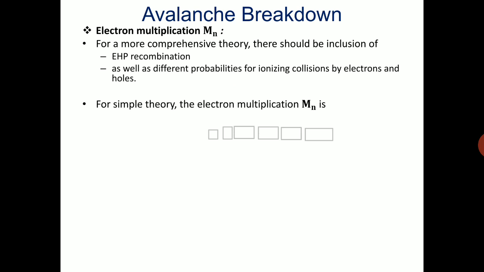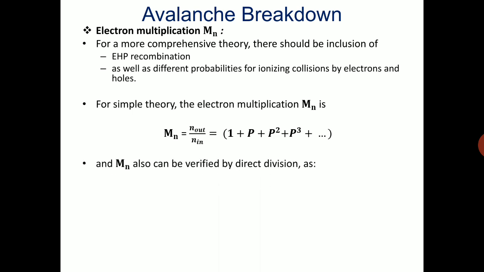We'll try to directly find the electron multiplication. Mn is the electron multiplication factor. Mn is equal to n out by n in. Now n out is the electrons going out from the transition to the n region, and n in is the electrons entering from p to the transition region, and we know that it is 1 plus p plus p square plus p cube and so on. How? From the last slide, we took n out is equal to n in times this series, so we took n in in the denominator. To verify this equation, with the direct division approach, the electron multiplication factor can be equated as Mn is equal to 1 by 1 minus p. If you expand 1 plus p plus p square plus p cube, it equals 1 by 1 minus p, and you can get the same equation.